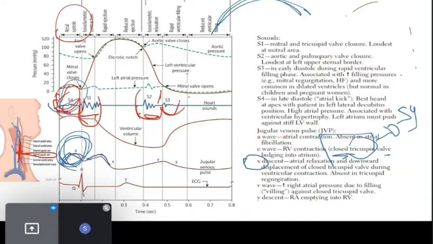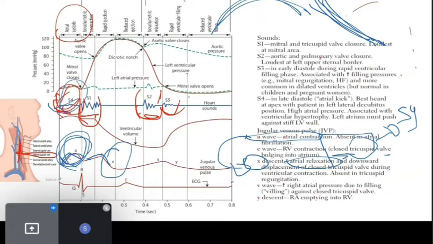Next, you will have the X descent, which is the atrial relaxation. Of course, you know that here you have the atrial contraction. Now the atria need to relax. The atrial relaxation is a descent, a decrease in the pressure. That's why it's a descent. A decrease in the jugular pulse, so it's a descent. Here you have a descent, which is the X wave.